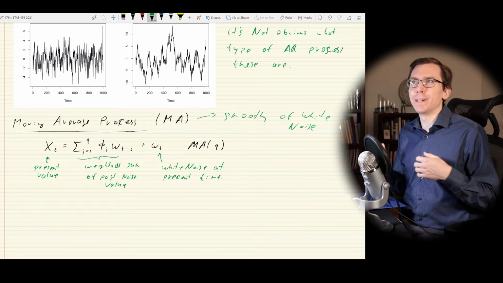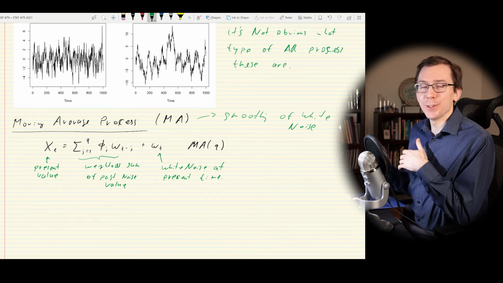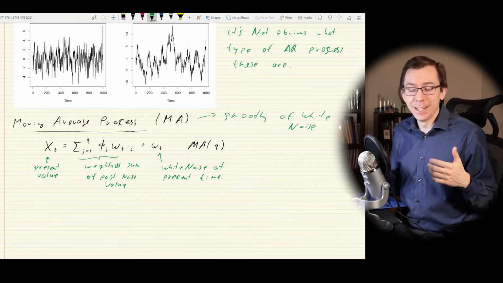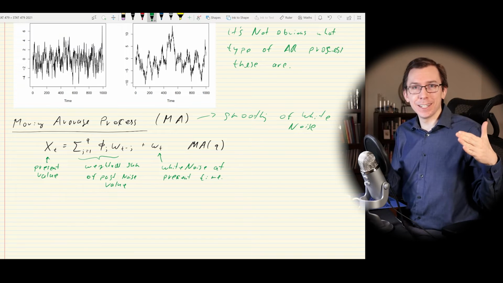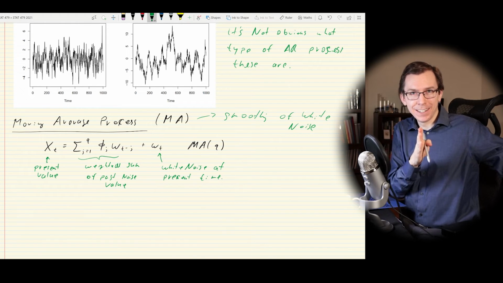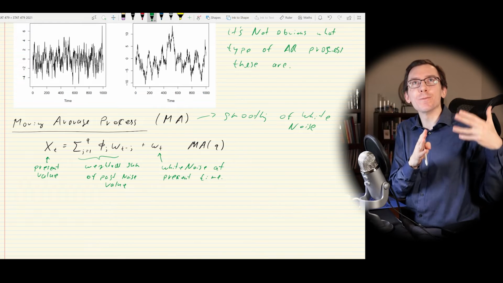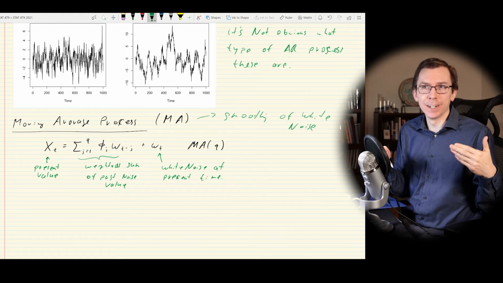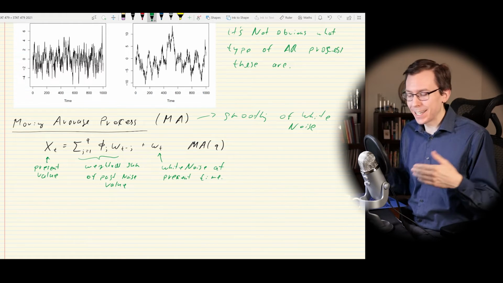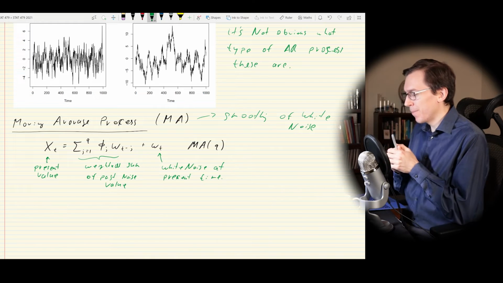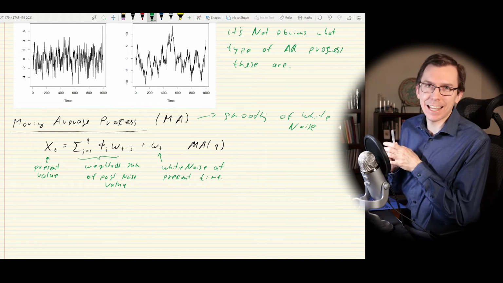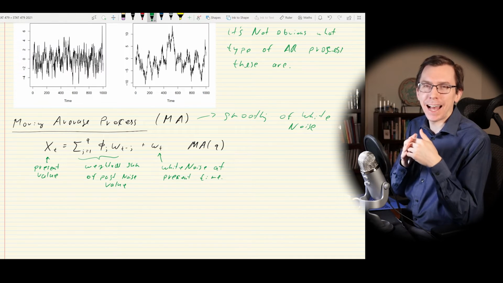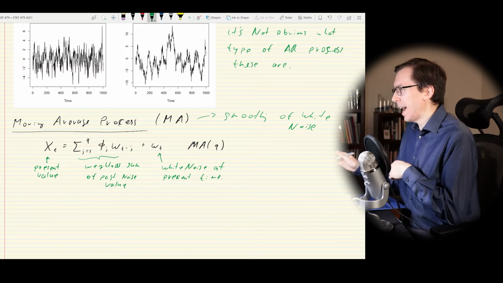So this one is maybe a little bit less intuitive, I think, than the autoregressive. The autoregressive is somewhat natural to consider because what it's really saying is we're assuming that the past p values influence the current value of whatever process we're trying to understand. For the moving average, what we're saying is that the current value is some sort of average or weighted sum of the past noise values.